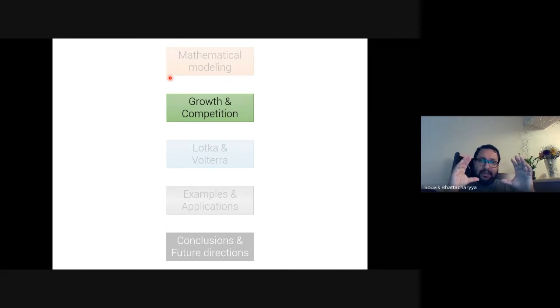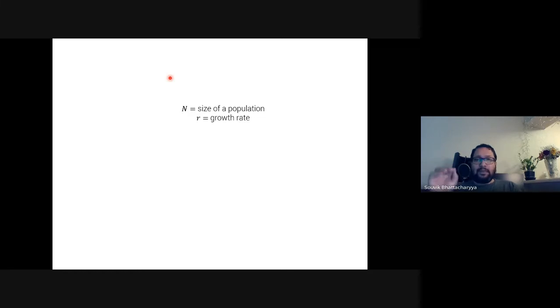This is a lecture on its own. I'm just going to briefly touch upon this so that we can actually go to the Lotka-Volterra model. This is the only information we need to know to understand the Lotka-Volterra model. So N is the size of a population. That means, let's say there are 10 deer in Ramana Bagan in Bardhaman.